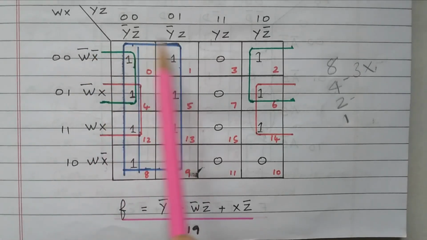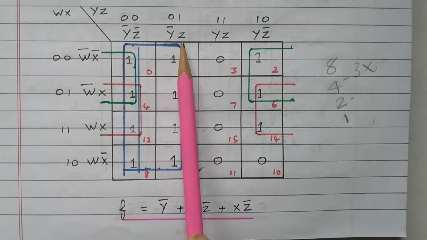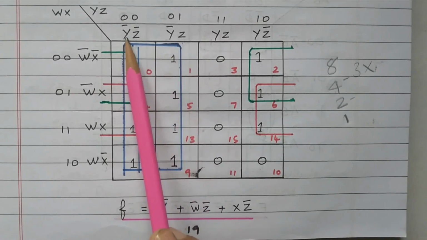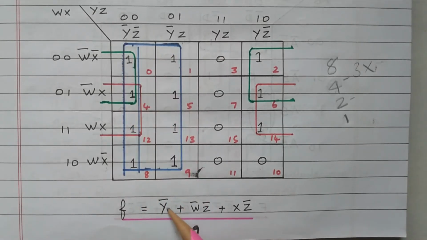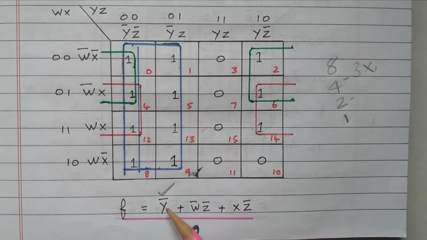Now see the column side: Y bar Z bar, Y bar Z. Z bar and Z get cancelled, and only Y bar remains. So that is given here. This is the first term, the grouping of 8 cells: Y bar.